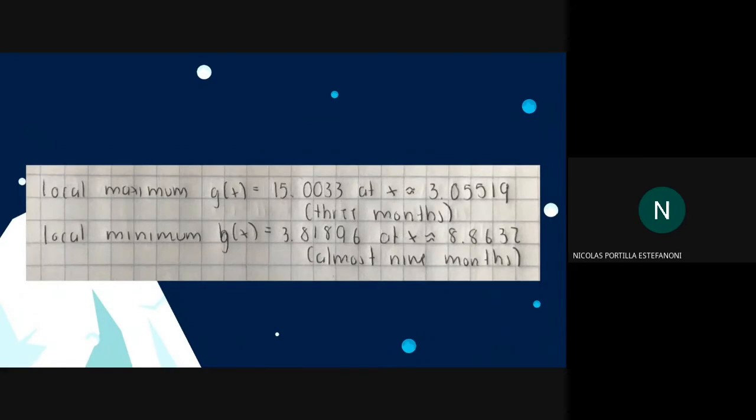Well, in g of x, the maximum and minimum are going to be the points where the derivative in the graphic is 0. So we are going to find the highest value registered and the lowest registered. Of course, the negative sign is going to be the minimum and the positive sign the maximum. As we can see in the results in the image, the maximum of g of x is going to be 3.05519. Expressed in months, this is going to be 3. On the other hand, the minimum of g of x is going to be 8.8632, and in months is going to be 8, almost reaching 9 months.